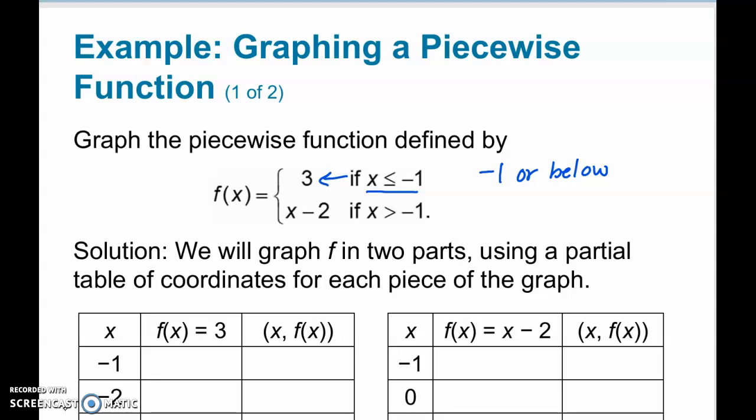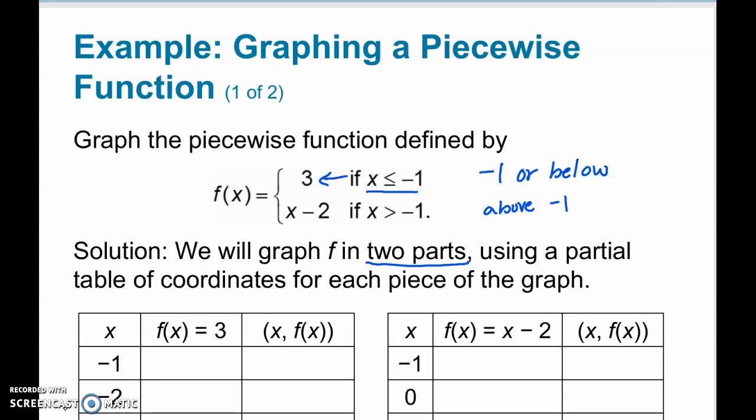Now, if your input is above -1, so this means above -1, not including -1, those are numbers like -0.99, -0.75, -0.5, 0, 1, 100. All of those are above -1. So when you graph this, you're going to graph it in two parts.